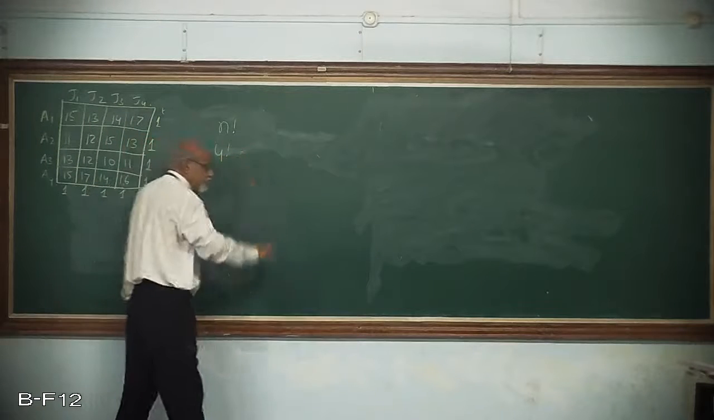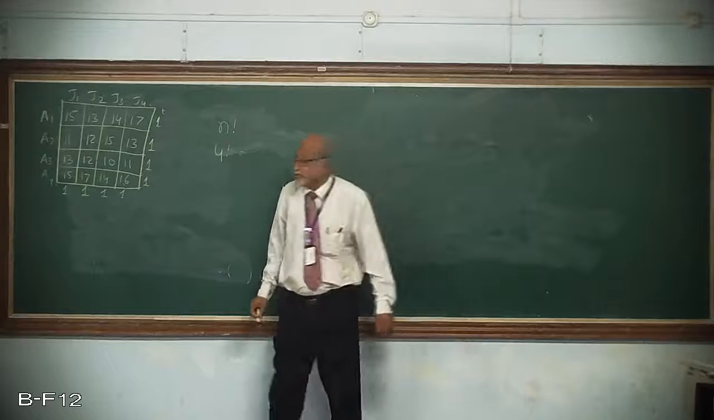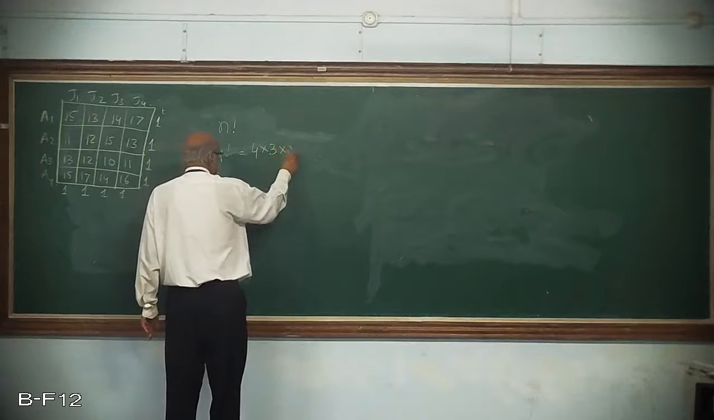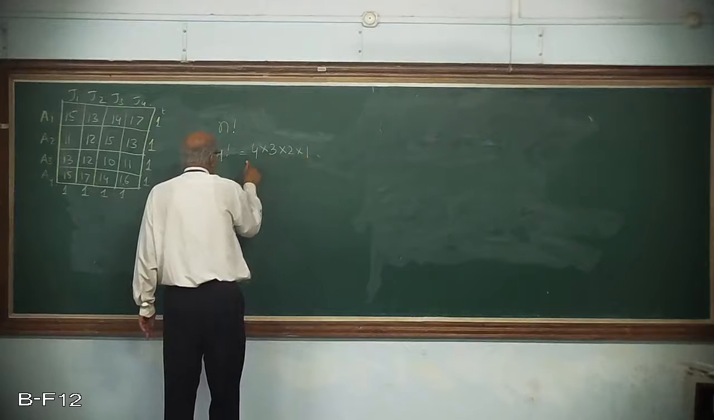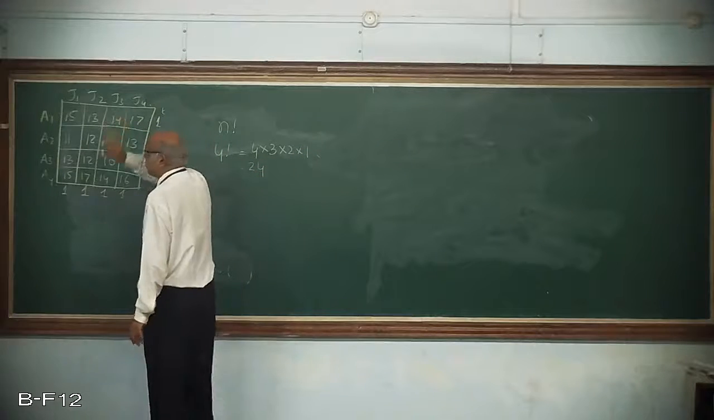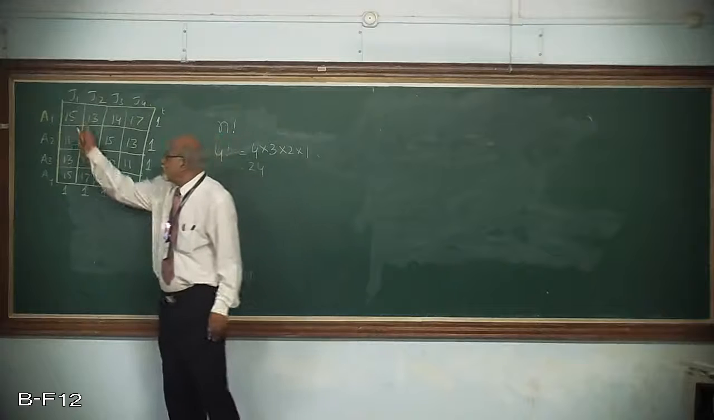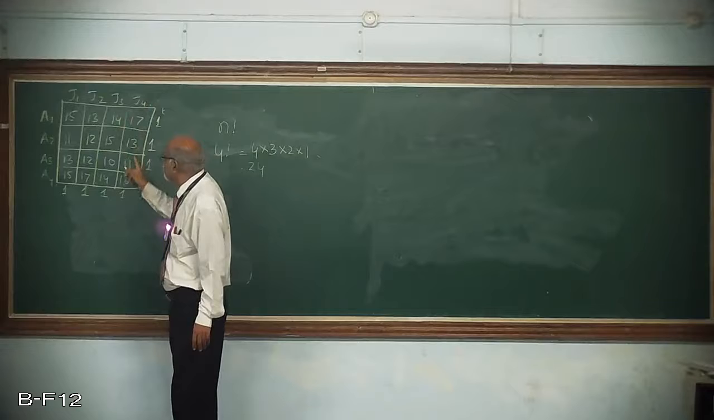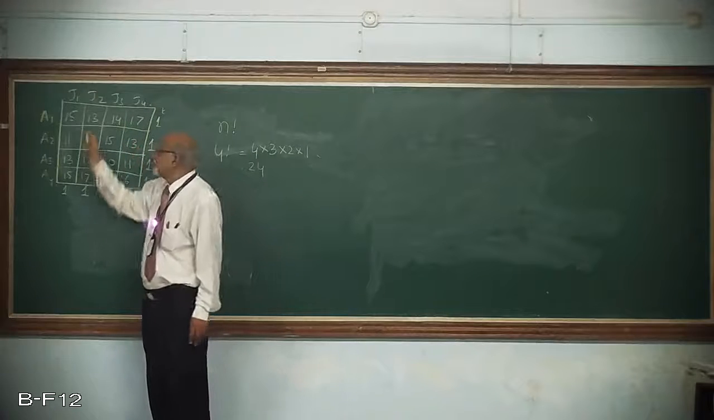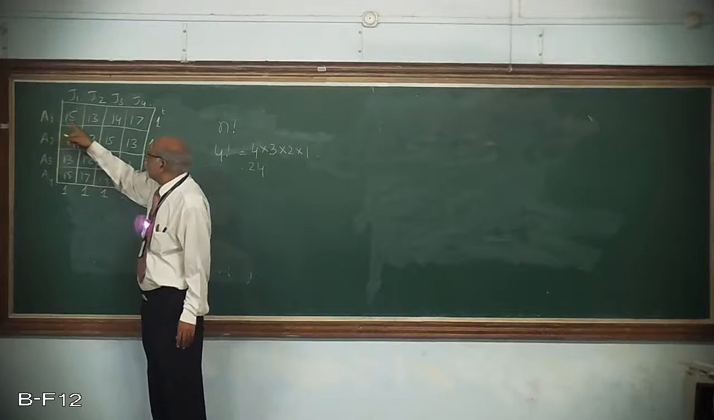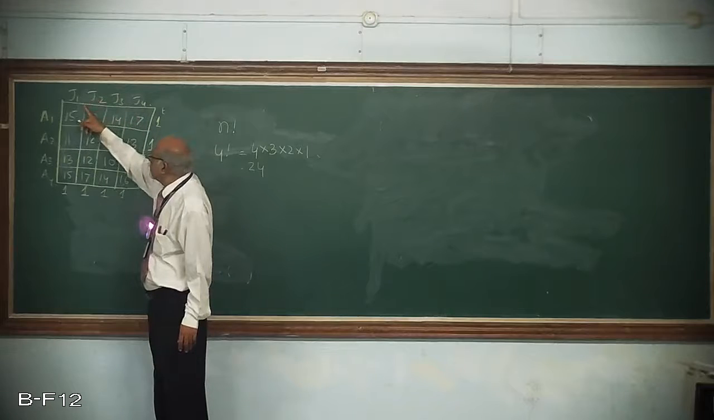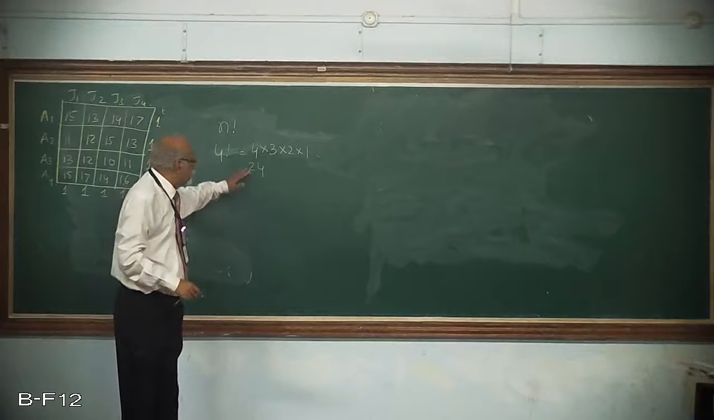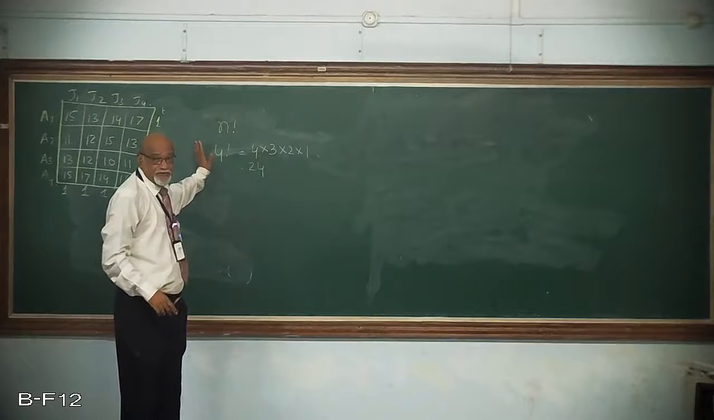How many ways are there? 4 factorial ways. That means 4 into 3 into 2 into 1, so there are 24 ways. In the sense, first I will assign J1 to A1, J2 to A2, J3 to A3, J4 to A4. This is 1. The next one I can change: A1 to J4 and J1 to A2. Like that I can go on changing, so I am going to get around 24 ways just for this one.